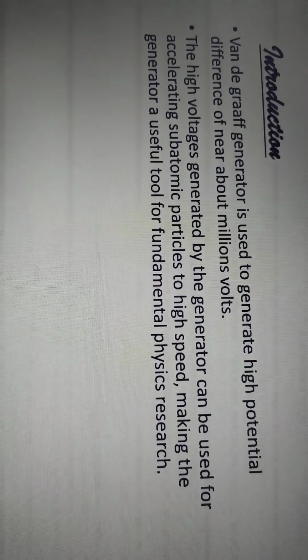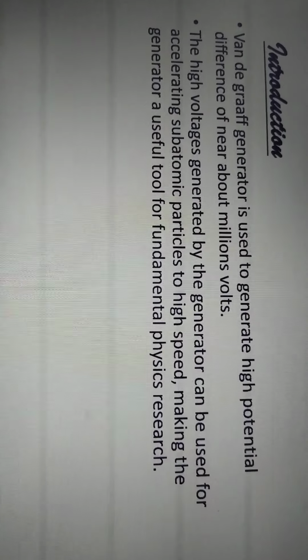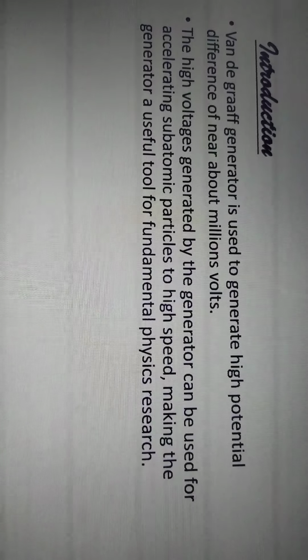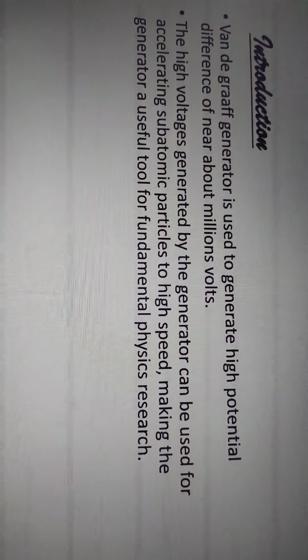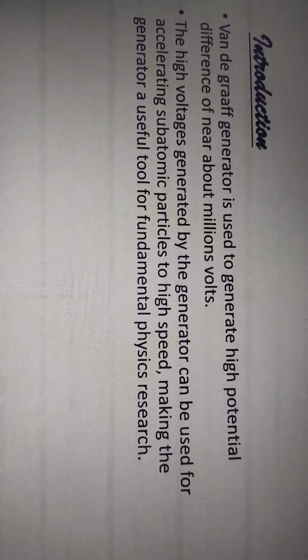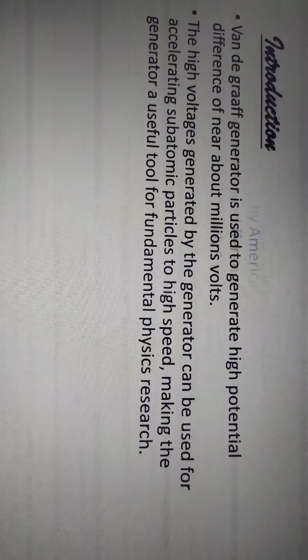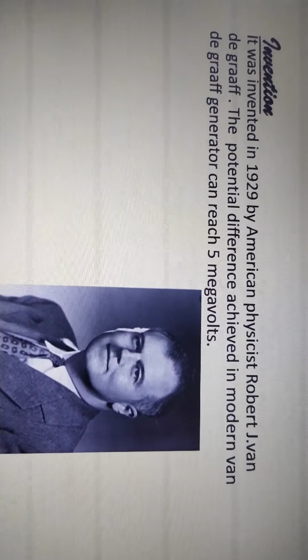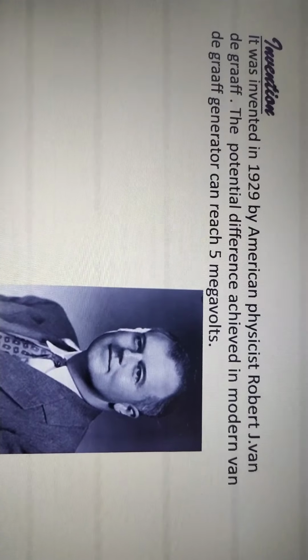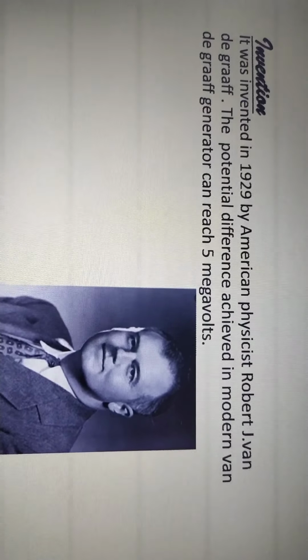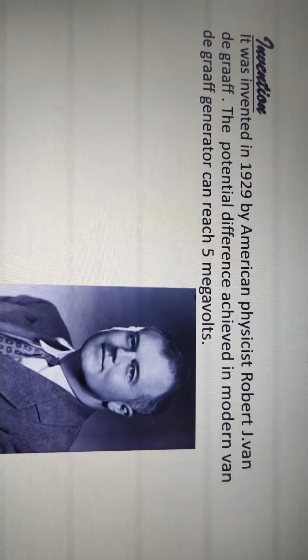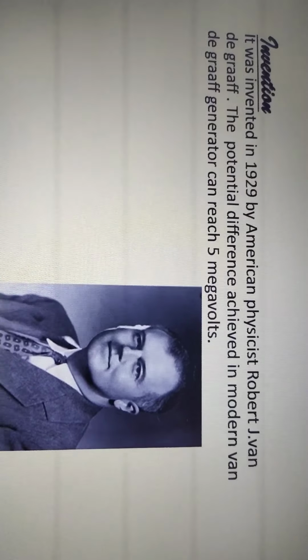Introduction. Venn diagram generator is used to generate high potential difference of near about million volts. The high voltages generated by the generator can be used for accelerating subatomic particles to high speed, making the generator a useful tool for fundamental physics research. Invention. It was invented in 1929 by American physicist Robert J. Venn diagram. The potential difference achieved in modern Venn diagram generator can reach 5 megavolts.